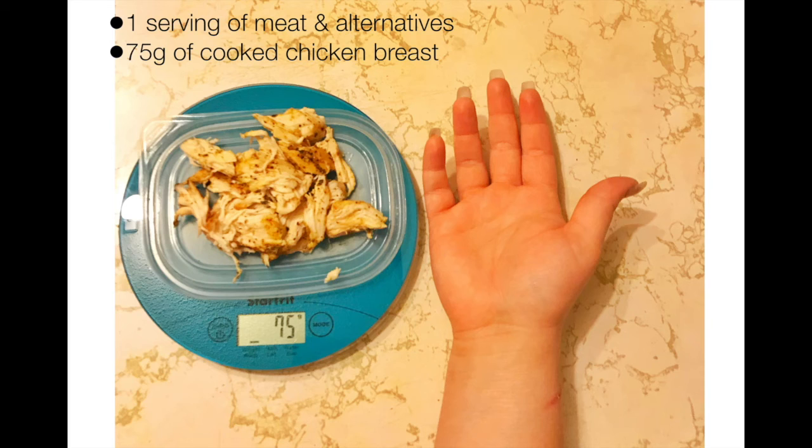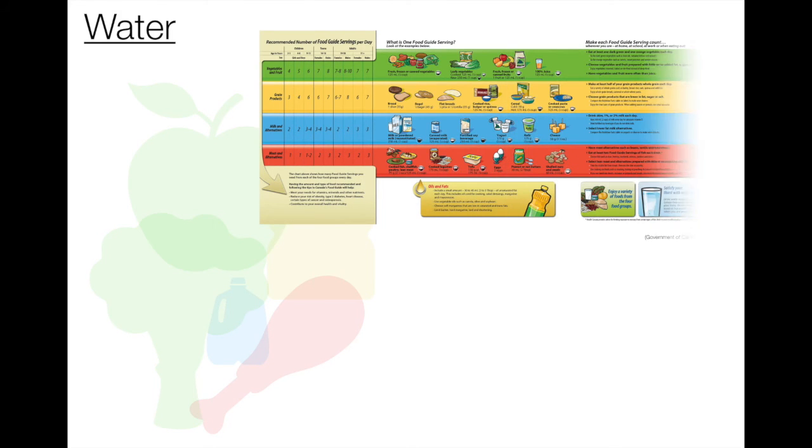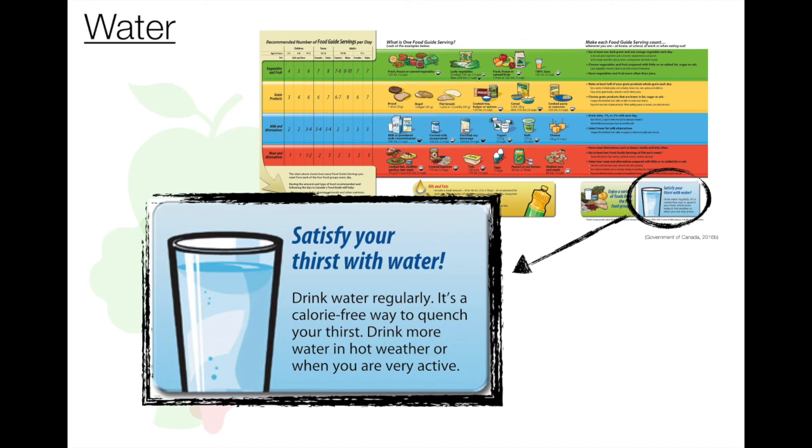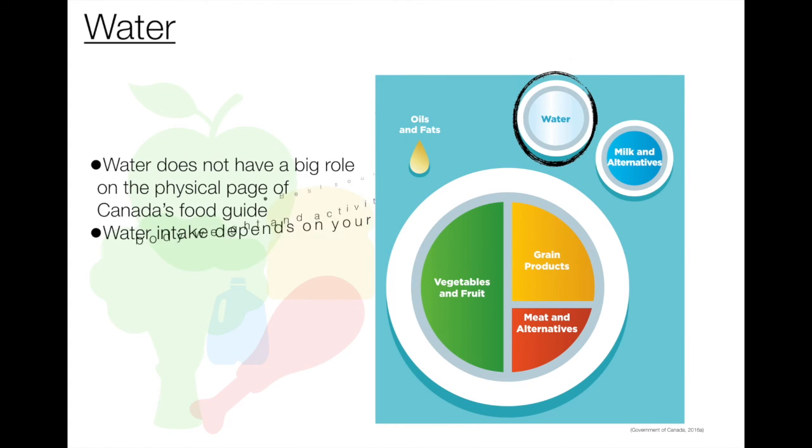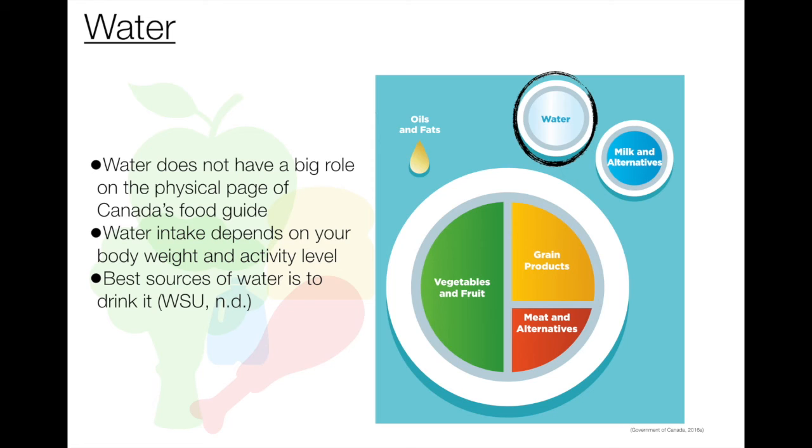Lastly, water. Water isn't as featured in the food guide. As you can see, it's circled very small. There it is, blown up. So yes, they do circle water. Now, even though it only shows 1 cup, you should be drinking more than 1 cup a day.